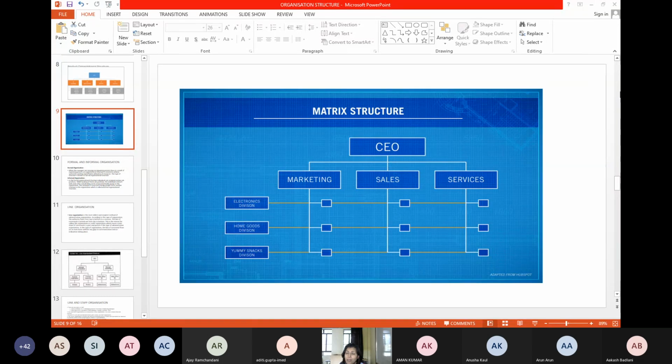Definitely small organizations and startups won't have this matrix organization structure. As organizations grow and become bigger, you would require such complex organization structures, but not for small organizations. Simple structures like the line organization are there in small, newly launched businesses. As your organization grows bigger, you will find these various different types of structures, right?